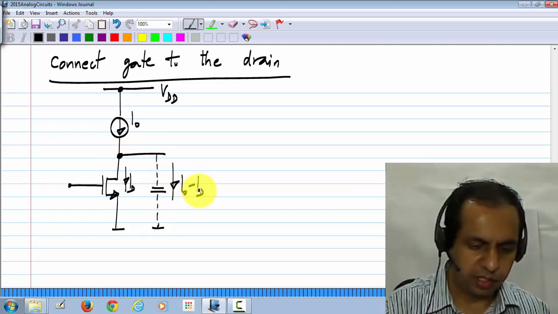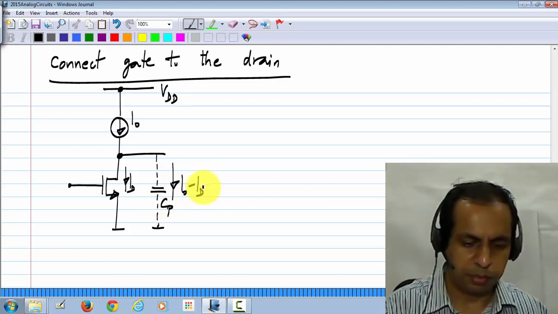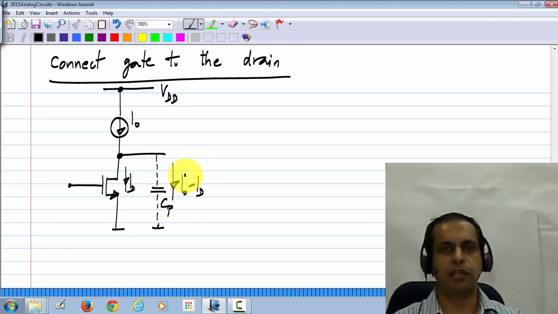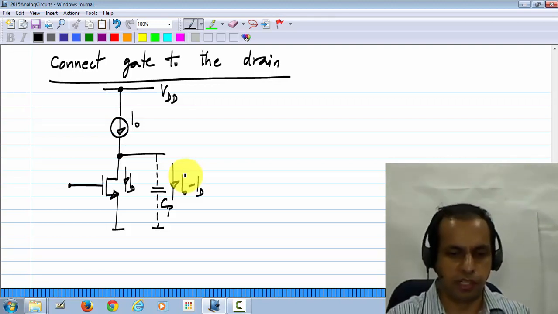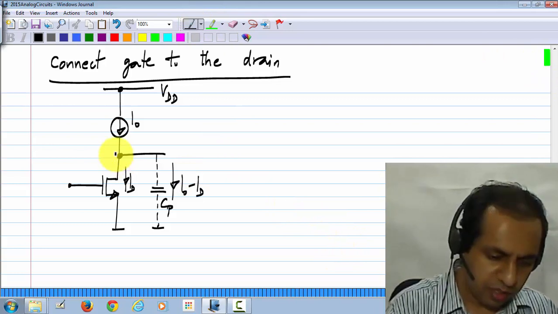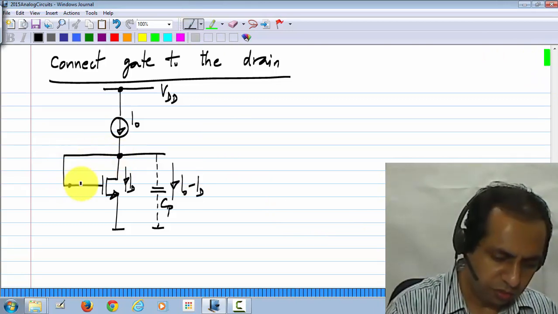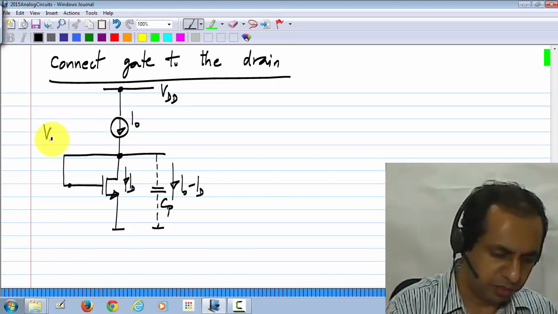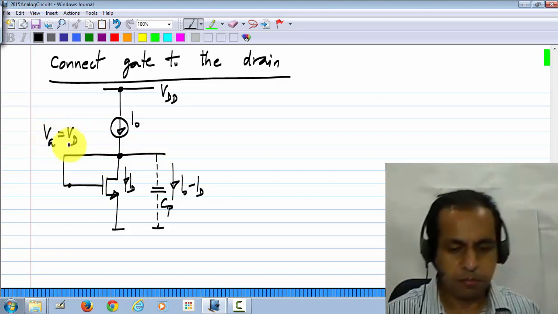I naught minus ID will flow into this capacitor CP, which is the parasitic capacitor. Don't worry about its size. It's just to imagine the kind of voltage variations you get at the drain. Okay. And let's say we connect the drain to the gate. Because of this connection, we make VG equals VD.